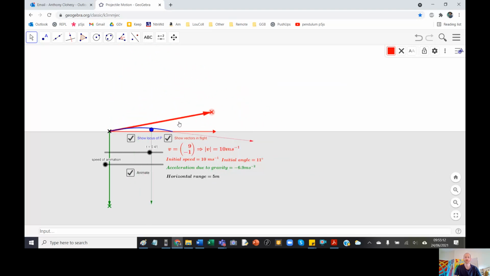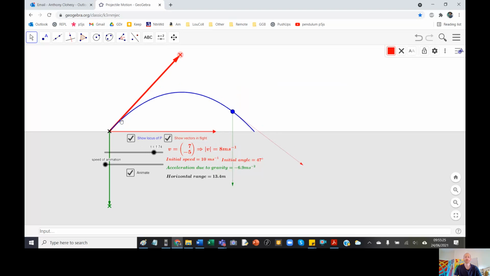So we talked about how firing it at a shallow angle means it hits the ground very quickly. Firing it at a steep angle means it hits the ground after quite a while, but still not very far from where you fire it. And if you want the sweet spot, you want to be somewhere in between the two.